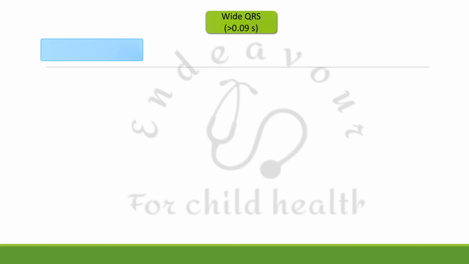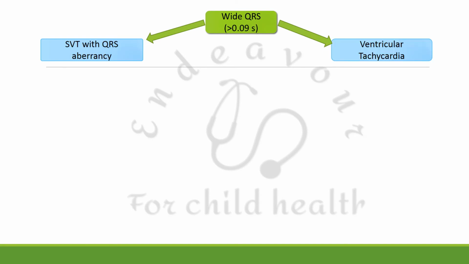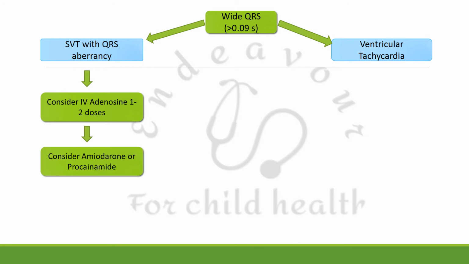Next, if it is a wide complex tachycardia, then again there are two possibilities. First is SVT with QRS aberrancy and the second is ventricular tachycardia. So if it is an SVT with QRS aberrancy, you need to give IV adenosine, 1 to 2 doses. Then if it does not revert, you may consider amiodarone or procainamide, and if it still does not revert, then you must consider synchronized cardioversion.